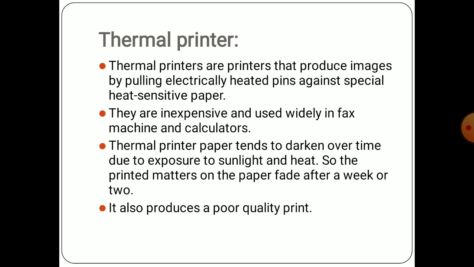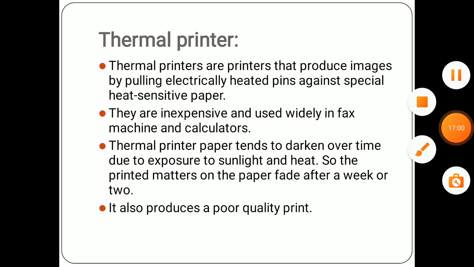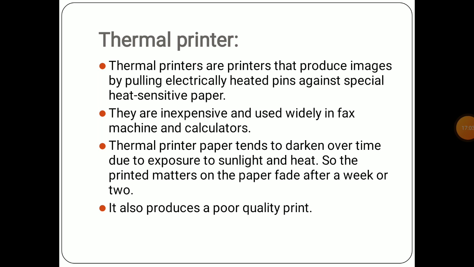Next we'll start studying the different types of printers. The first printer we have is the thermal printer. Thermal printers are printers that produce images by pushing electrically heated pins against special heat-sensitive paper. The pages we use are of a different type, and the printing technology is based on electricity supply. Once the heating starts, it creates sensitivity on your paper, and it starts giving you the printing.